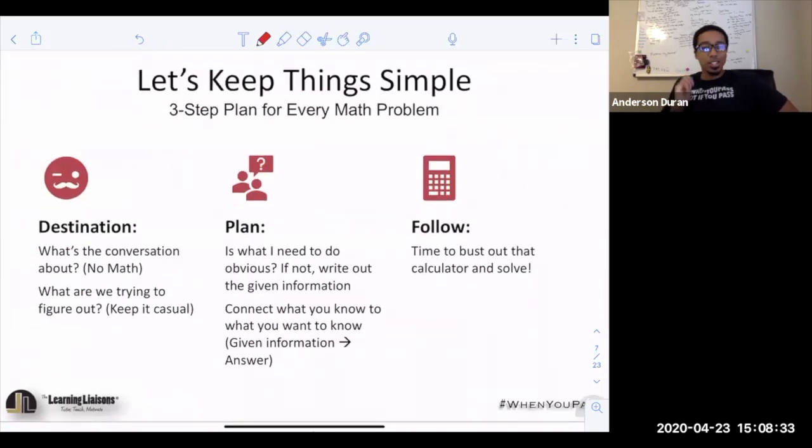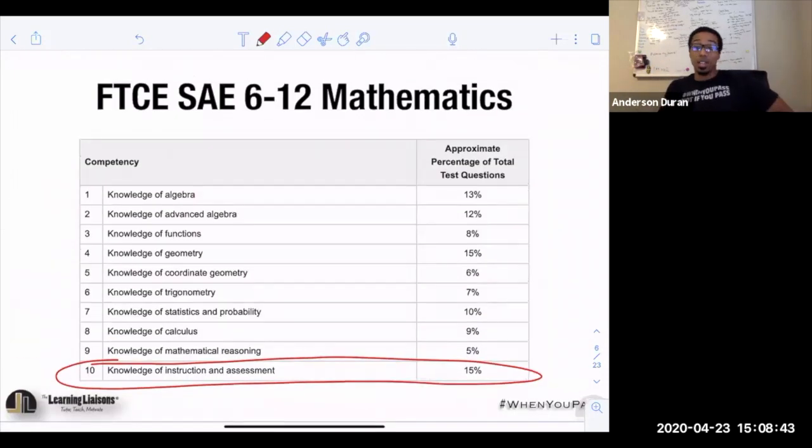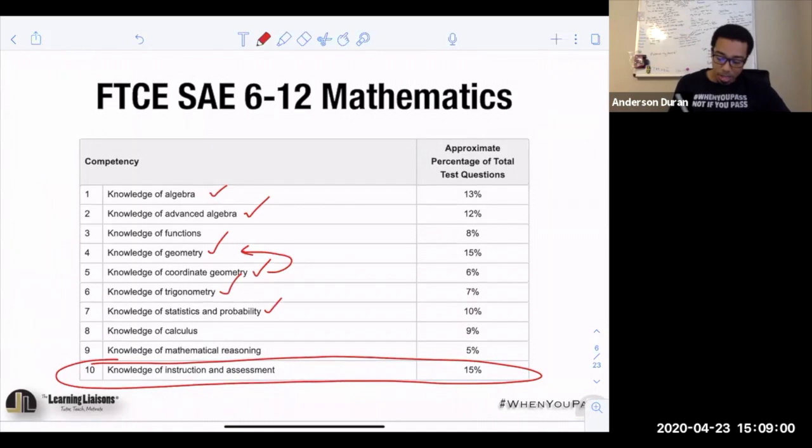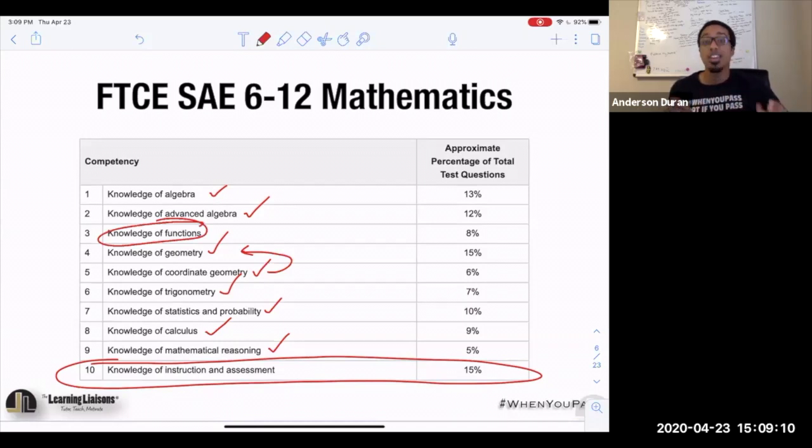All right, guys. So let's go ahead and keep things simple. I'm going to teach you guys this one strategy, destination plan follow, and we're going to use it for every problem that we do. Because the thing is, in this test, there are 10 competencies. And if you notice, algebra, that's a whole class. Advanced algebra, algebra 2, another class. Geometry, that's another class. Coordinate geometry, same thing there. Trigonometry, statistics and probability, calculus, mathematical reasoning, an entire competency on just functions. Do you see how we are going through every single math class from 9th grade, algebra 1, geometry, algebra 2, pre-calculus, trigonometry, and calc 1? There's a lot here.